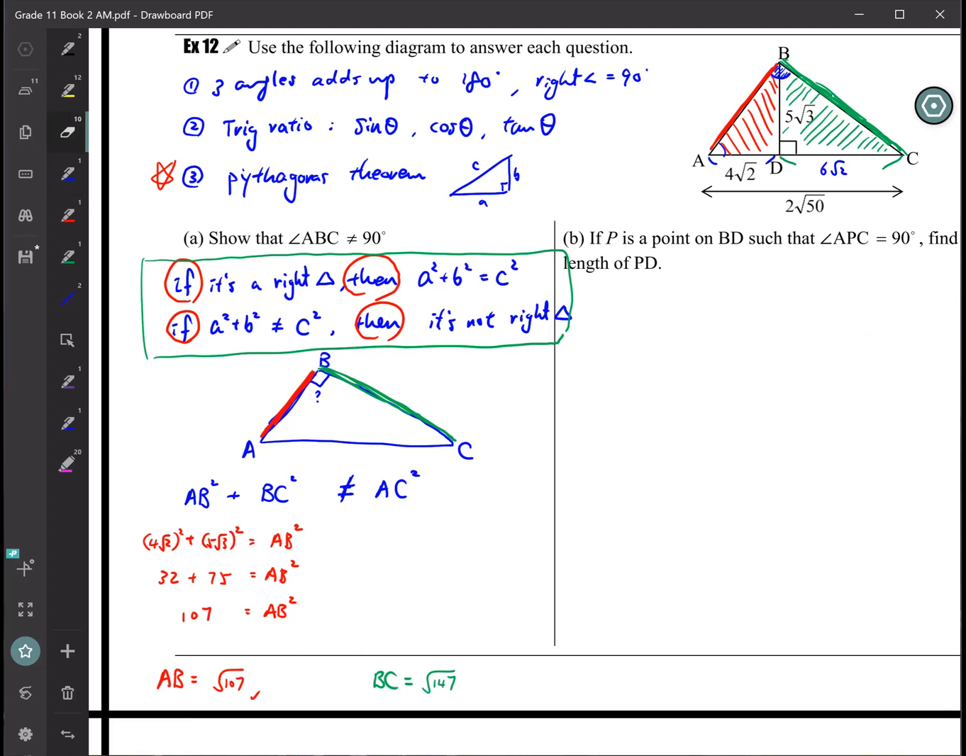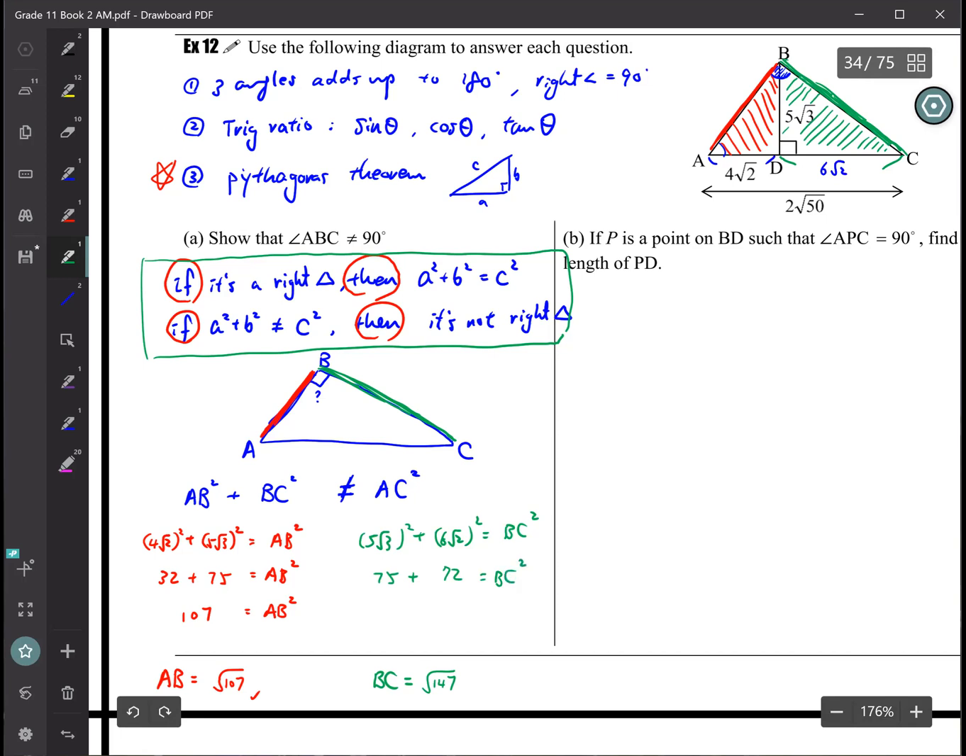Then we can apply the Pythagoras again, right? So we have 5 root 3 squared plus 6 root 2 squared equal BC squared. 5 root 3 squared, we did that already, 75. This one will be 72, right? 36 times 2. Yeah. Okay. And then 147 is BC squared.